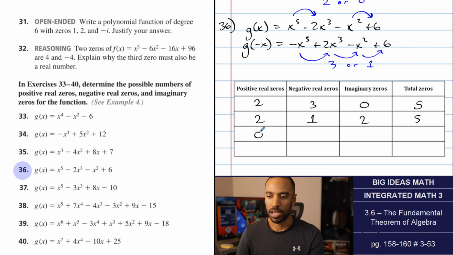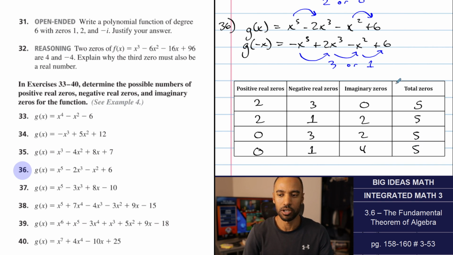You could have 0 positive in these other cases. If you have 3 negative, that means 2 imaginary. And if you just had 1 negative, that leaves 4 imaginary. Remember, the imaginaries need to come in conjugate pairs. They also obviously need to add to 5 in this case. So that's an expected answer set for that.